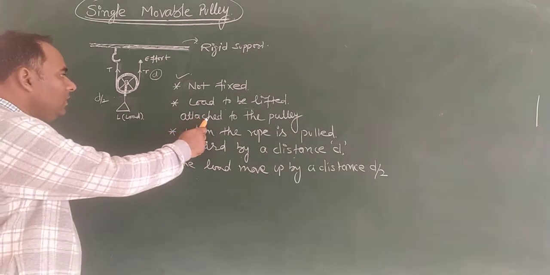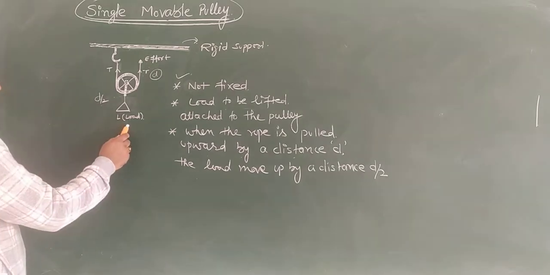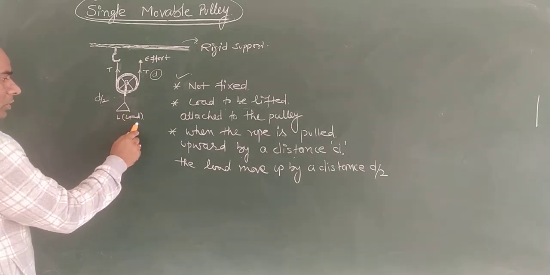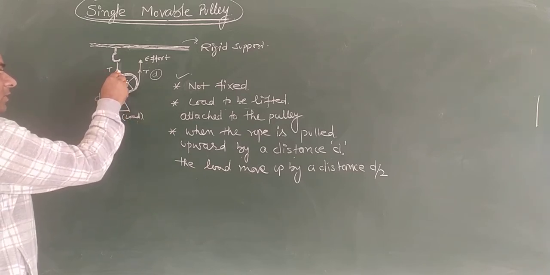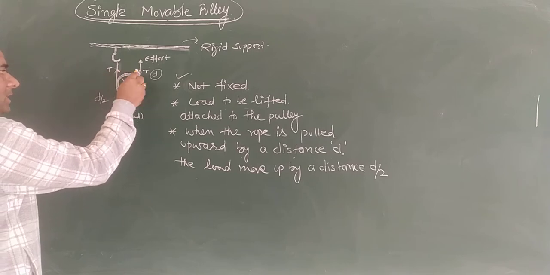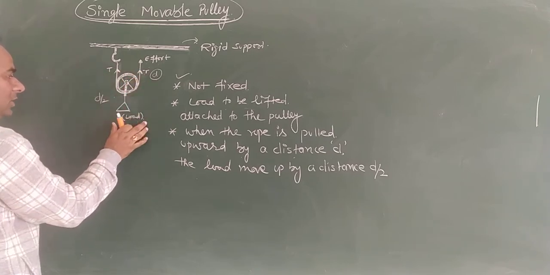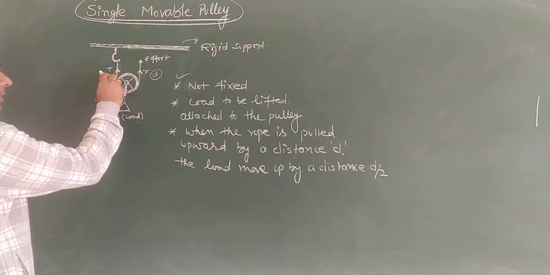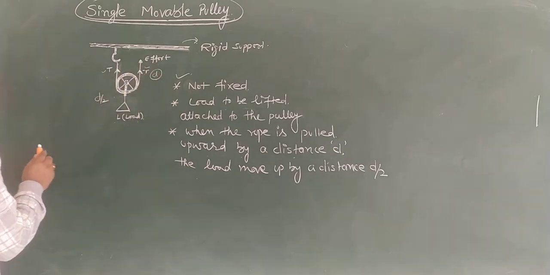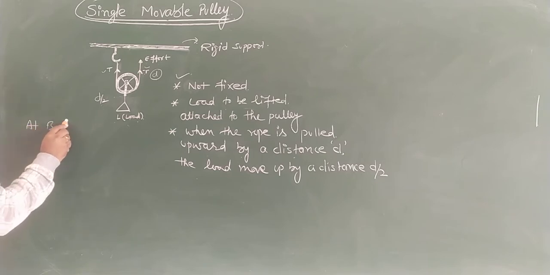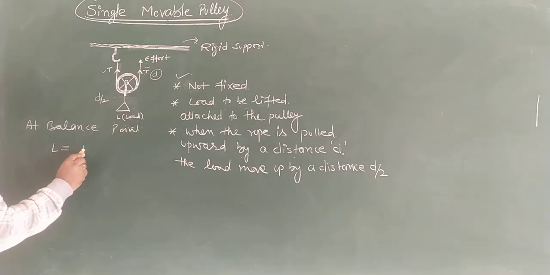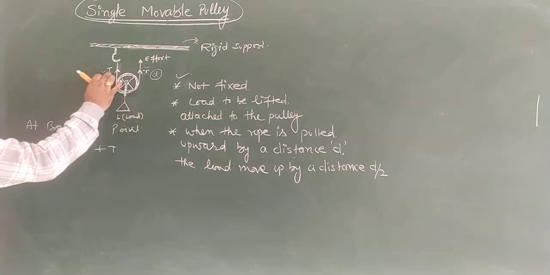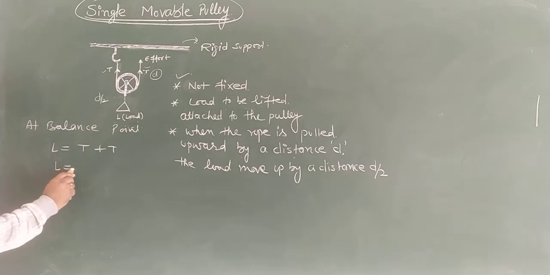So here, in the balance condition, this is your downward force, the load. The load acts downward, and there is a tension in the rope. This is your tension. Second, this is your tension. At balance condition, this downward force is equal to the upward force, these tensions T and T. So at balance point, the load is equal to T plus T. L is equal to T plus T. That is, load is equal to 2 into T.